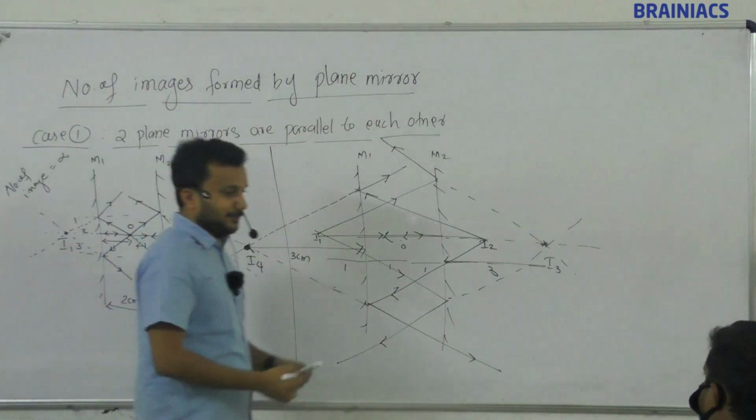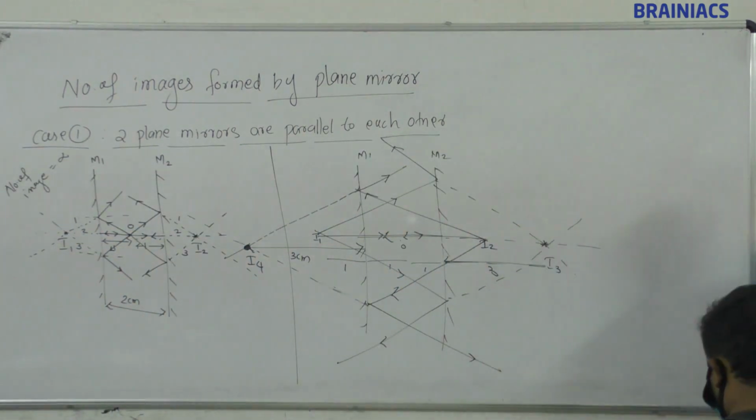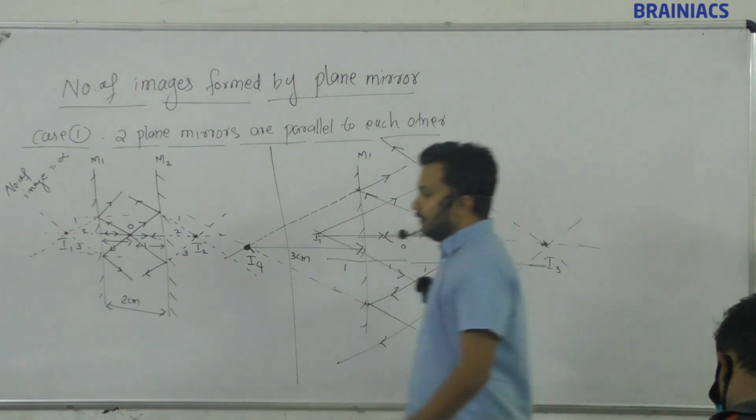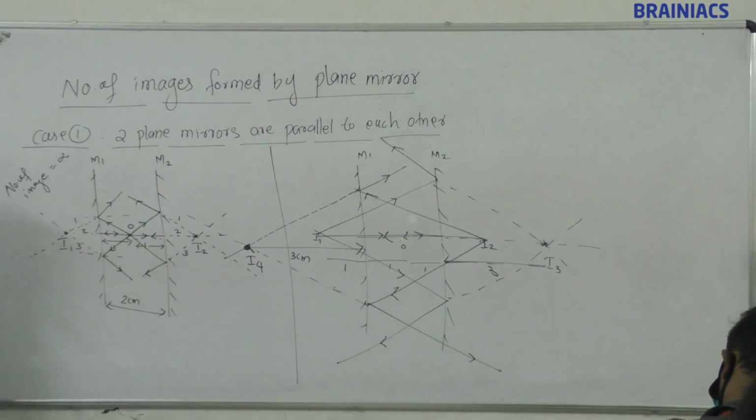Okay. The story will never end. So the number of images is equal to infinite. Two plane mirrors are placed parallel to each other. The number of images formed is equal to infinity. That's why there are 4 options: infinity, 0, 1, 2, 3, 4.